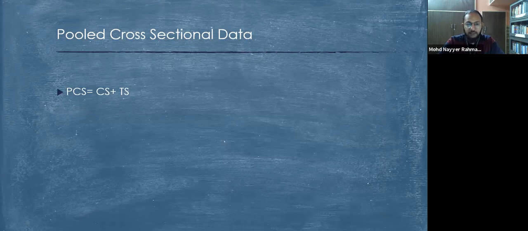Okay, so this is a simple way of understanding. If you combine both, it means what? In cross-sectional we had observations for one specific time period. And in time series, we had one observation for different time periods. If you combine this, you have multiple time frames, and for each time frame, instead of having one observation, you have multiple observations. So this becomes pooled cross-sectional data.